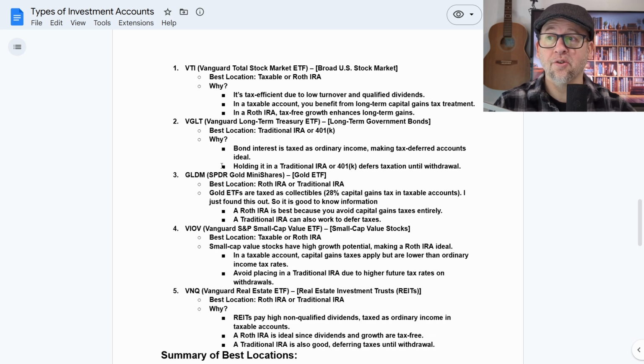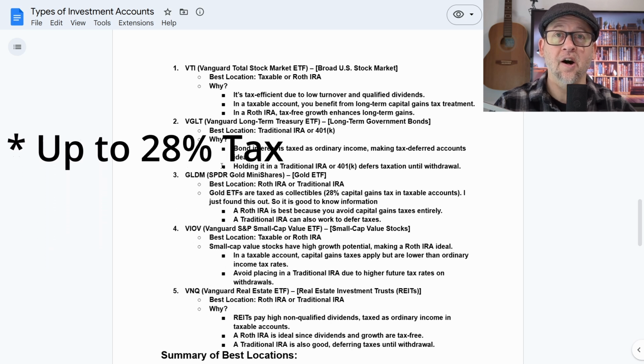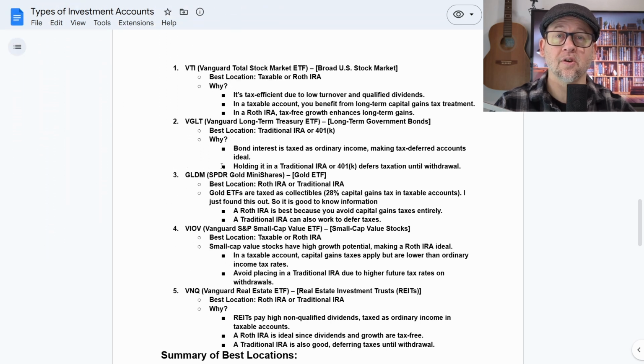I just found this out, so this is very good information to know. I just made a trade to sell some gold recently. Gold is at a high right now, so I just sold some of it, and I just found out that I actually have to pay 28% tax on this collectible item. So I will find a way to defer that and not have to pay taxes on it.